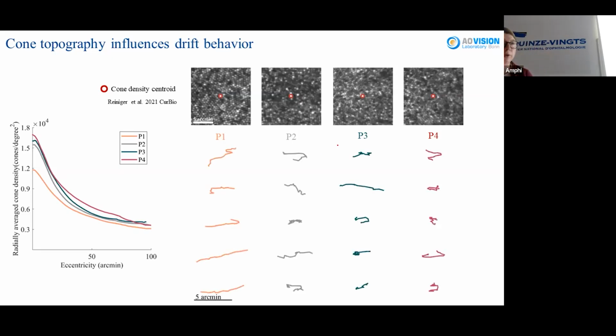Here I plotted some drift traces for different participants, just some random drift traces. What is interesting is that the participant with the lowest cone density on average did the same type of motion, a more elongated motion, even though some participants sometimes also do this elongated type of motion, but more rarely.